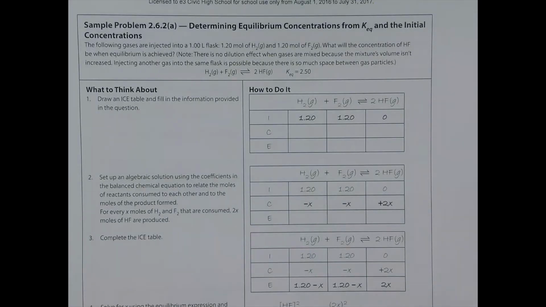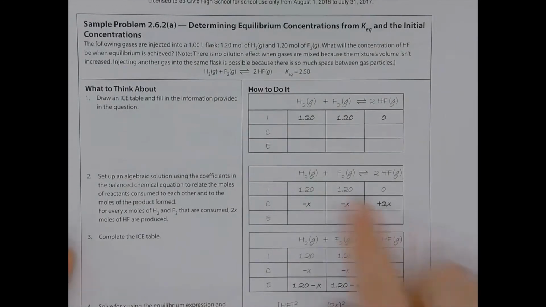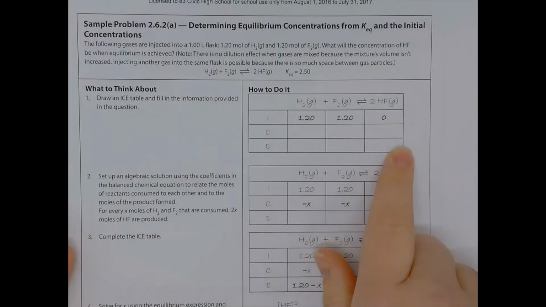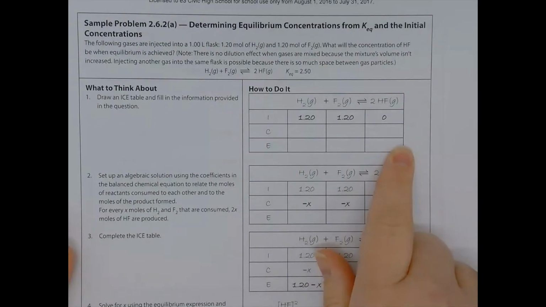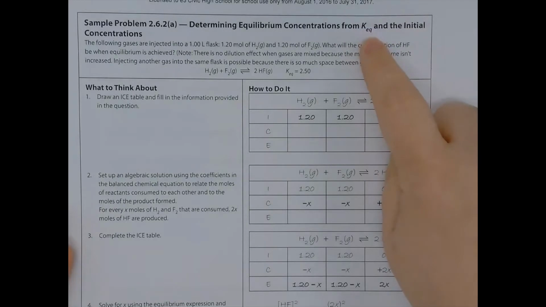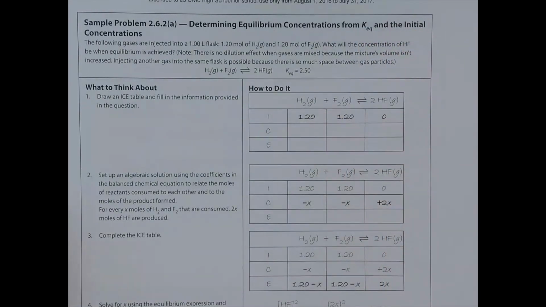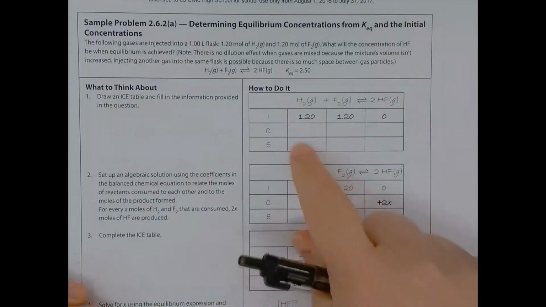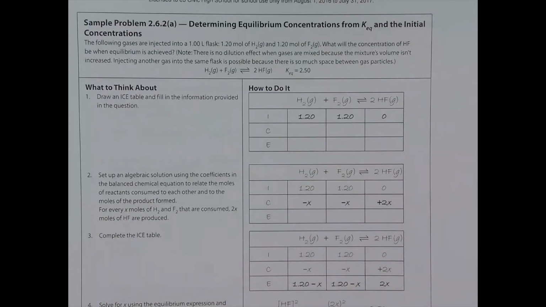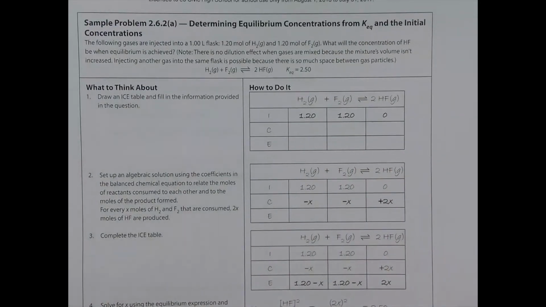All right, now that you have had the opportunity to practice some of the ice tables, we're going to take it a step further and look at how we determine our equilibrium concentrations of our chemicals using our ice table when we do have the equilibrium constant and our initial concentrations. So if we know what equilibrium constant it's going to achieve, how do we figure out what those concentrations end up being?